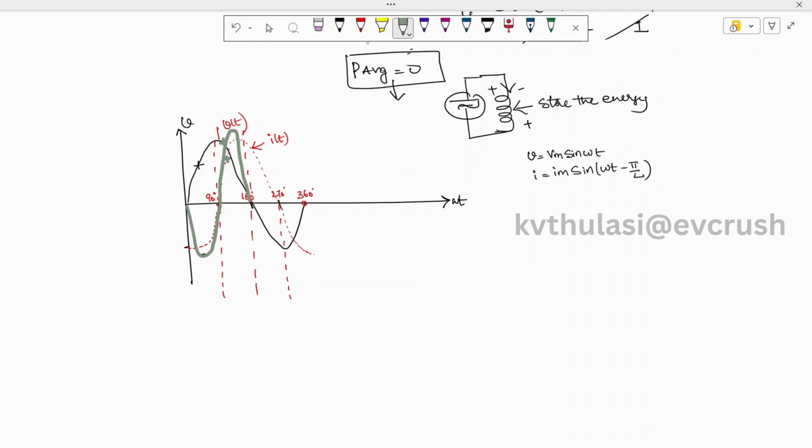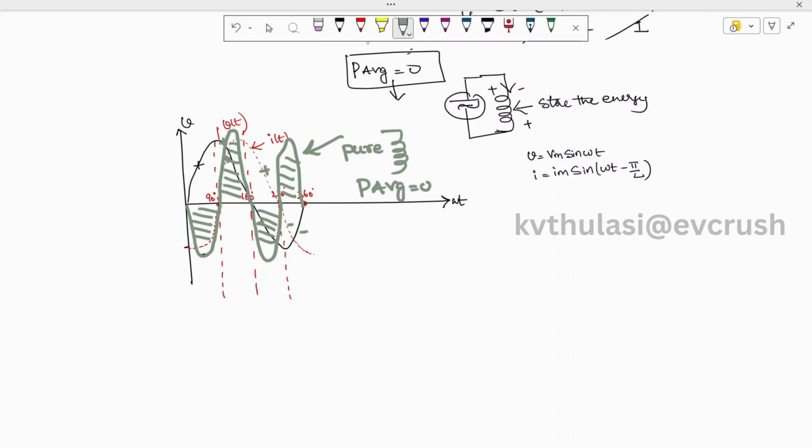Coming to this cycle, here voltage is negative, current is positive. Positive into negative is once again negative. Here again voltage is negative and current is also negative. Negative into negative you are going to get positive. Here you can see the area occupied in the 180 degrees, negative area and positive area, both are the same. So I can say that a pure inductor, which does not have any resistance, will not consume power.